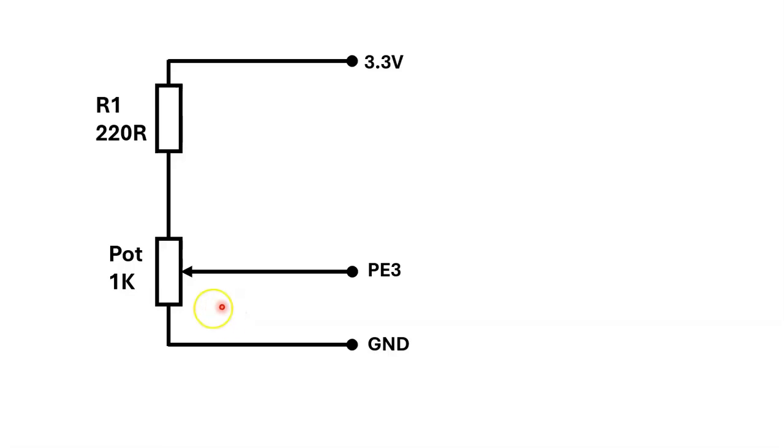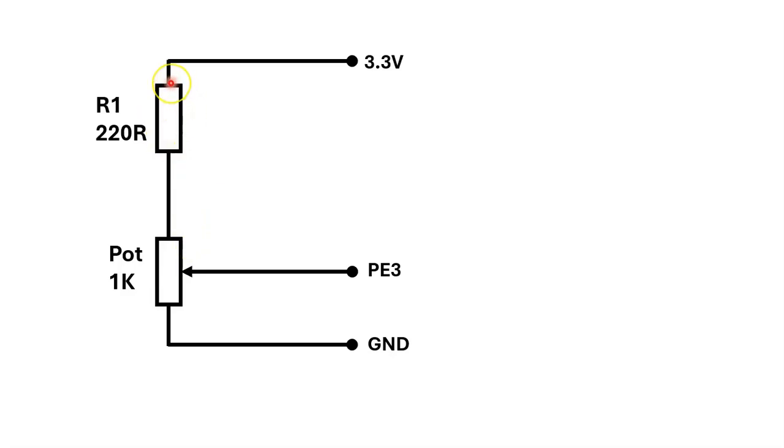So here is the schematic. This is the 220 ohm resistor. The purpose of it is to limit the current when the middle pin, or the spindle, of the pot is turned towards the 3.3 volts reference voltage. So when it reaches this maximum, it doesn't get shorted out because of this 220 ohm resistor.